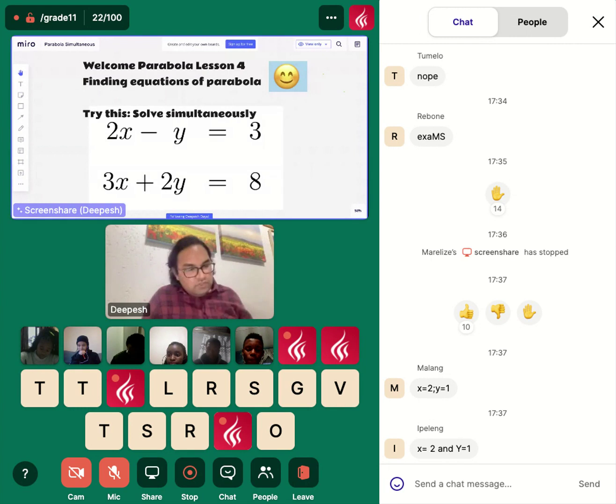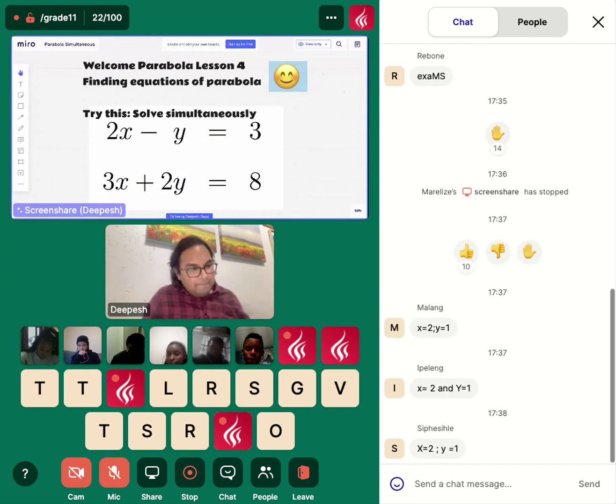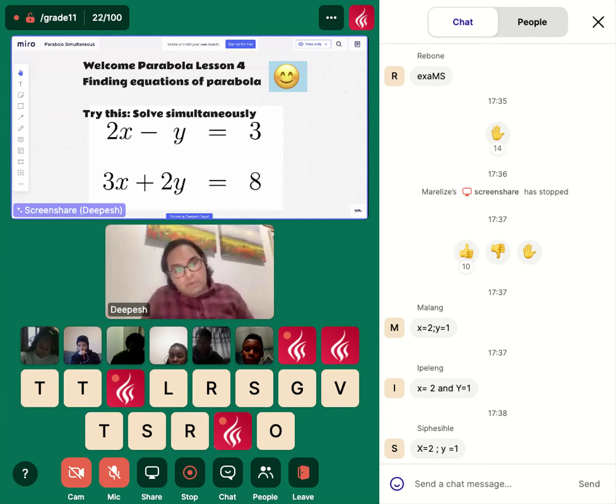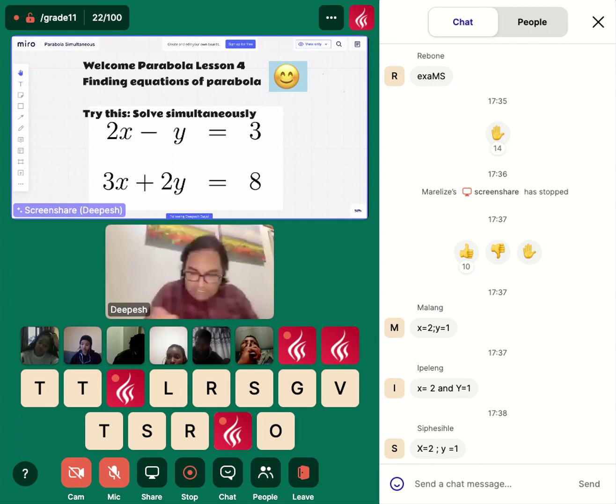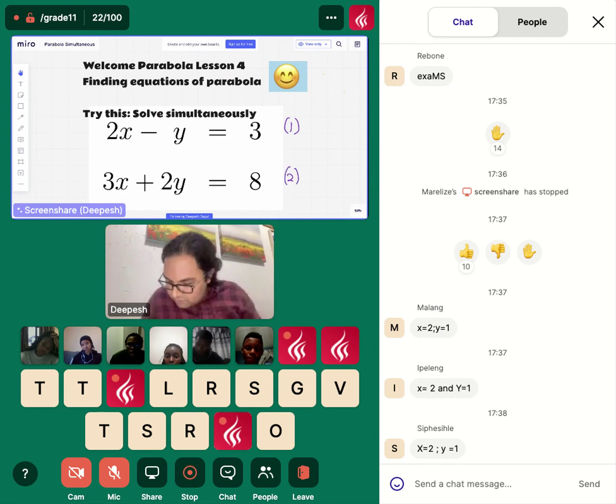Okay, so we've got two equations, equation 1 and equation 2. So what I'm going to do is choose one equation and make either x or y the subject of the formula. So let me call them equation 1, the top one, and the bottom one, equation 2.